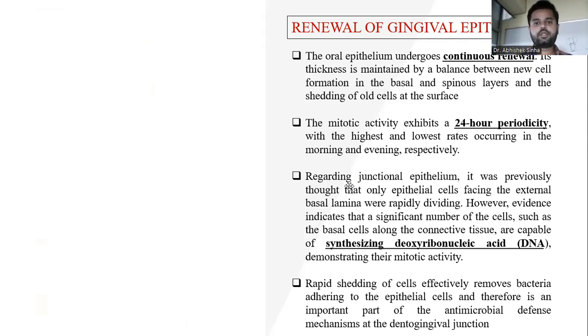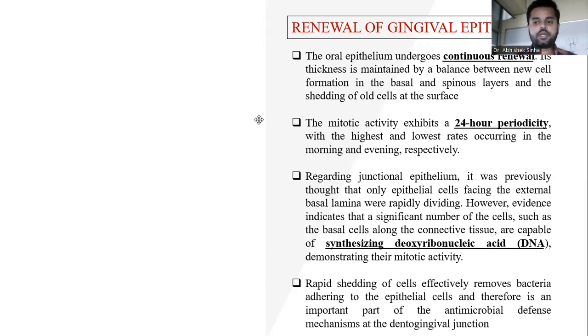Renewal of the gingival epithelium. See, oral epithelium undergoes a continuous renewal process. Its thickness is maintained by a balance between new cell formation in the basal and spinous layers and the shedding of old cells at the surface. Mitotic activity exhibits a 24-hour periodicity with the highest and the lowest rates occurring in the morning and evening. So continuous shedding of the epithelium takes place. Old epithelial layers are being shed out and replaced by the new ones. Highest happening in the morning and lowest in the evening.